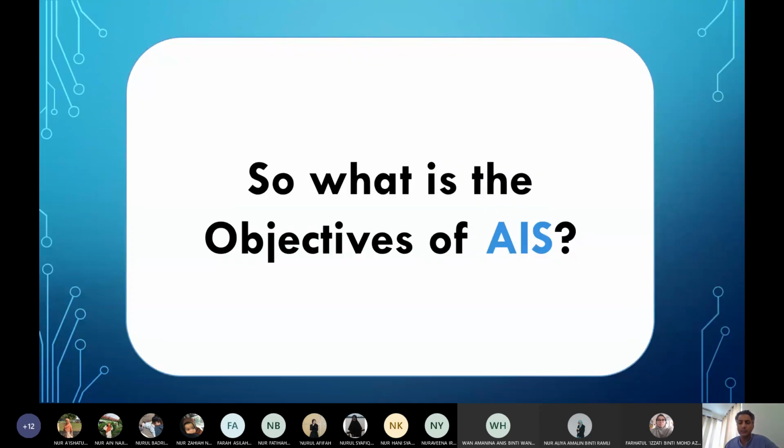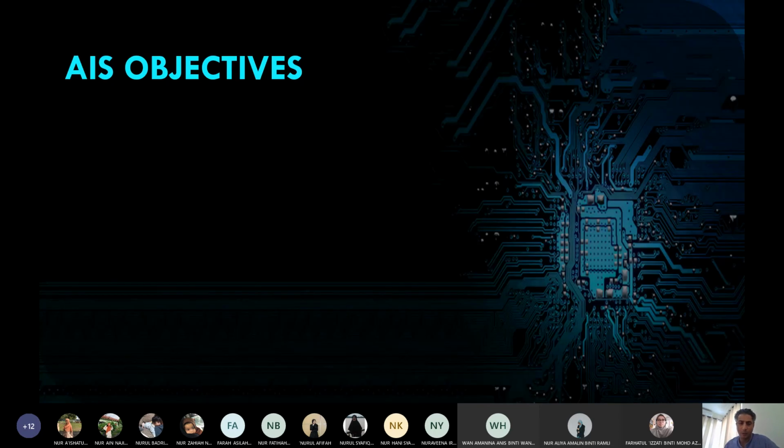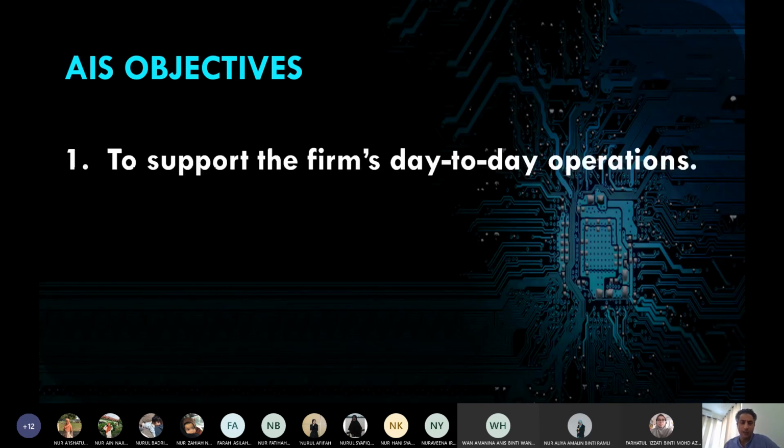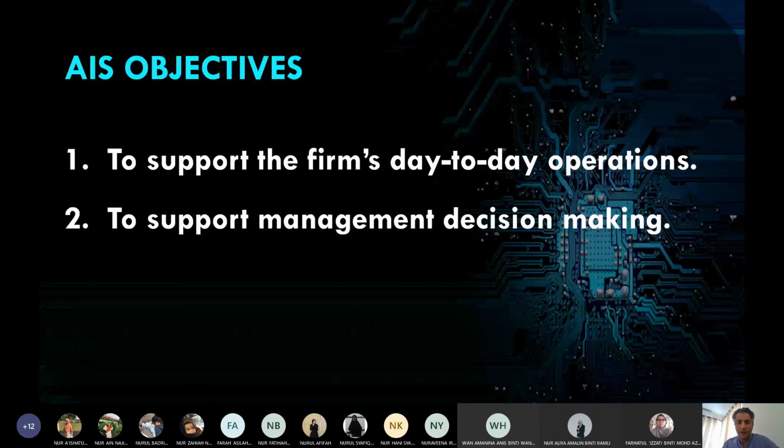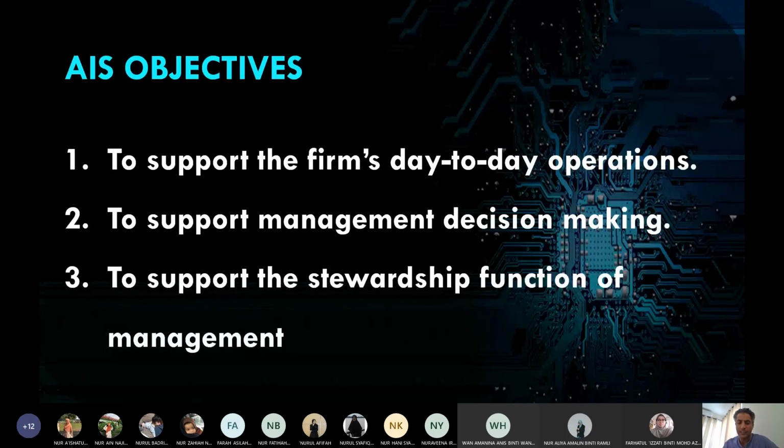So what is the main objective of accounting information system? There are three main objectives. The first objective is to support the firm's day-to-day operation. The second one is to support the management decision making. The third one is to support the stewardship functions of the management.